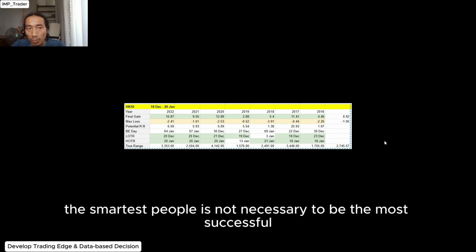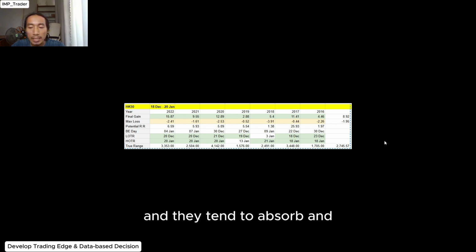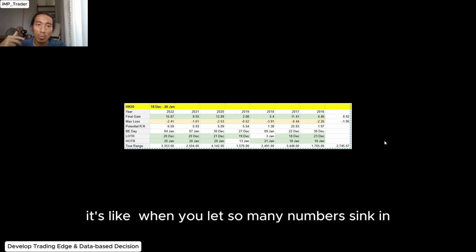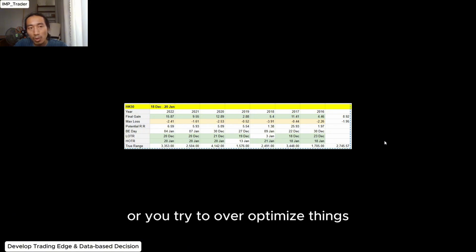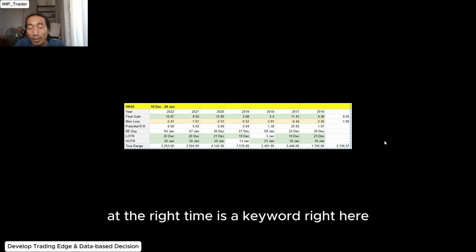In trading, the smartest people are not necessarily the most successful, if not the opposite, because they tend to overcomplicate things and they tend to observe and have a lot of data in their mind. And when you observe so much, when you let so many numbers sink in, or you try to over-optimize things, it can really be a huge obstacle in terms of making the right decision at the right time. At the right time is a keyword right here.